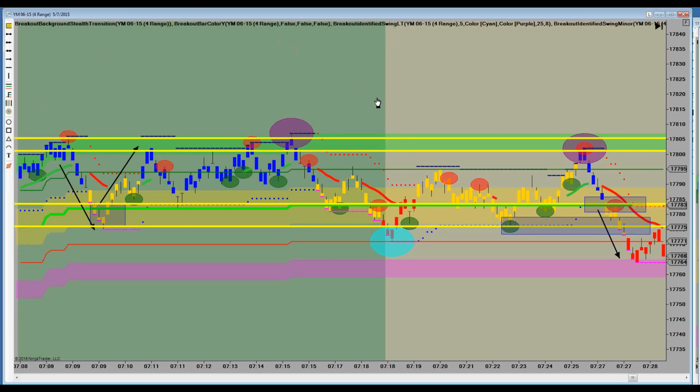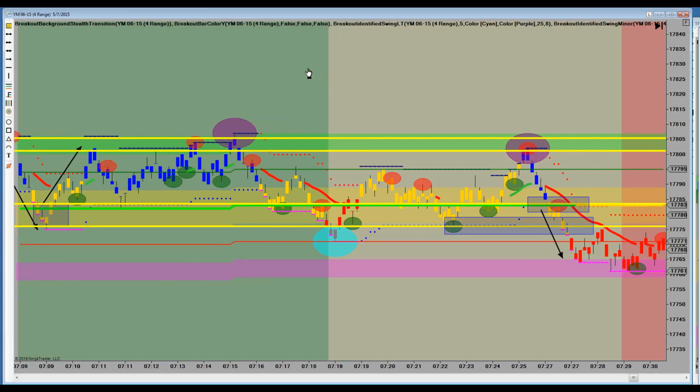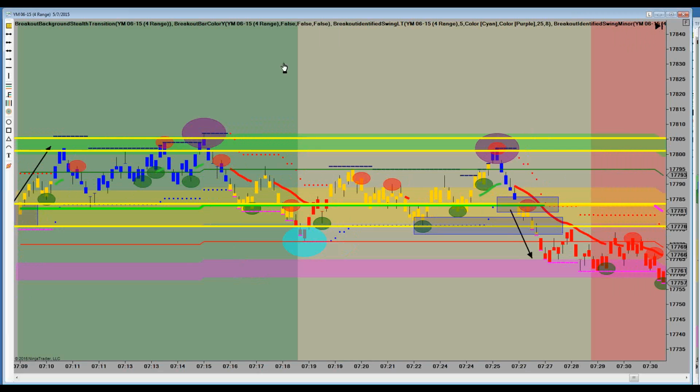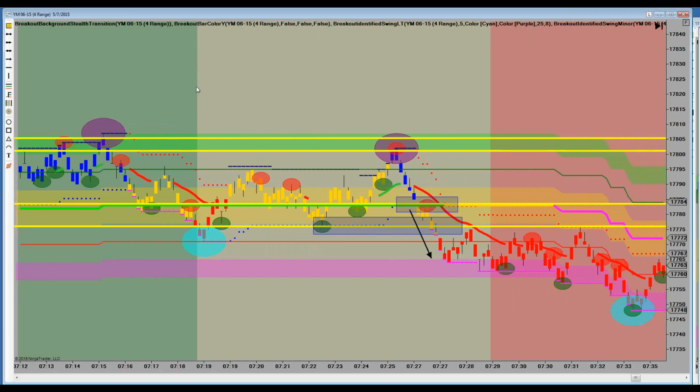Here we go. We come up to where? And then it breaks down, comes right back. Did it almost three times. Right here, almost. Tried to. And definitely right here. Those are all what? Shorting opportunities, right?